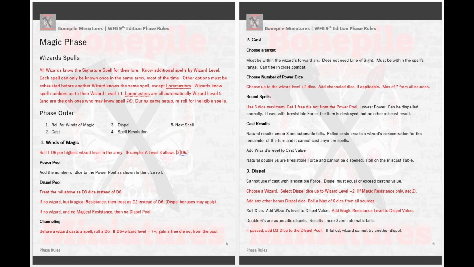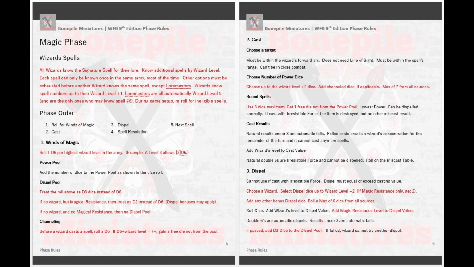So once again, if you only bring a level 1 wizard, then you're only going to roll 1d6 for your winds of magic roll. If you bring a level 2 wizard, then you're only going to roll 2 dice for the winds of magic. And so forth all the way up to the highest wizard levels. And so the winds of magic roll is going to determine the power pool that is available to your team's wizards. There's nothing new there.